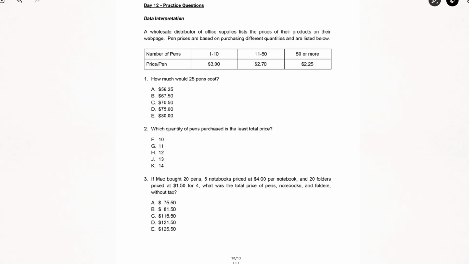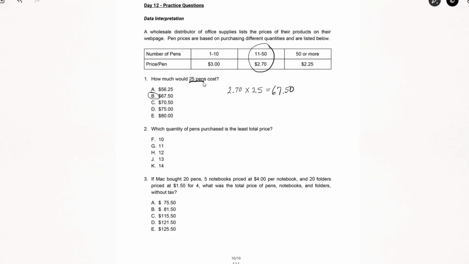So the first question says, how much would 25 pens cost? When we're looking at a chart like this, we're looking for how much 25 pens would cost, and that is going to be found in this column right here. 11 to 50 pens that are sold are going to cost $2.70 per pen. So we're going to take the $2.70 and multiply that by 25 pens. It's probably just as easy to take your calculator and figure that out, which is answer choice B.